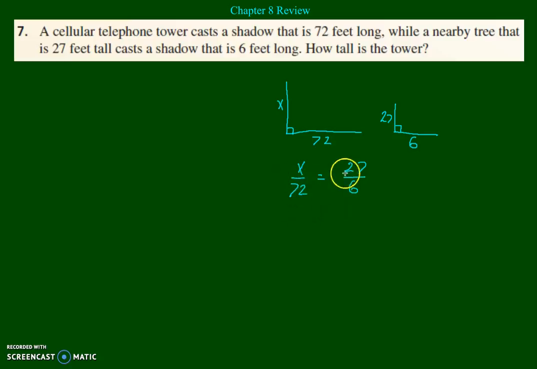So now I just have to multiply both sides by 72. X equals 27 times 72 divided by 6. We put that in our calculator and get 324 feet. And now let's move on to the next problem.